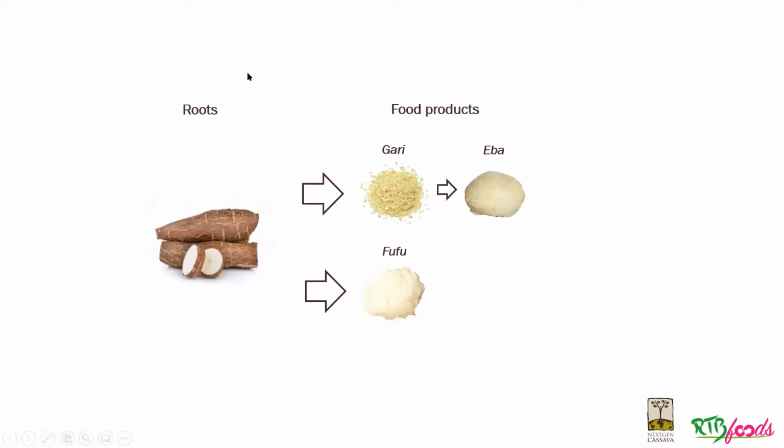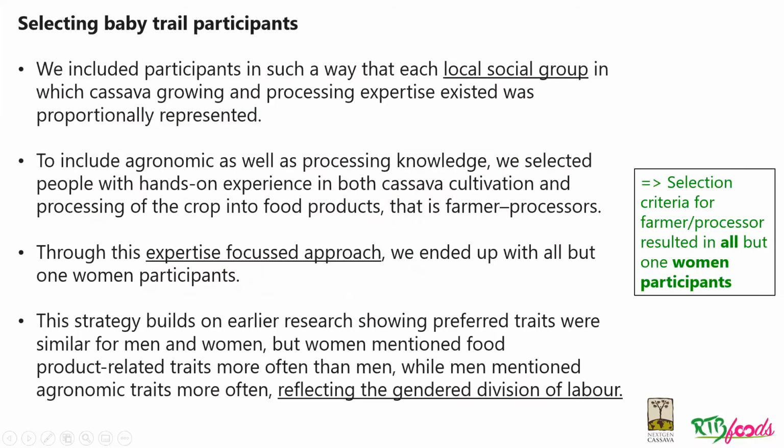So how did we select the baby trial participants? A very important issue if you're talking about social inclusiveness. We included participants in such a way that each local social group in which cassava growing and processing expertise existed was proportionally represented. And to include agronomic as well as processing knowledge, we selected people with hands-on experience in both cassava cultivation and processing of the crop into food products, that is, farmer processors. Through this expertise-focused approach, we ended up with all but 1 woman participant.